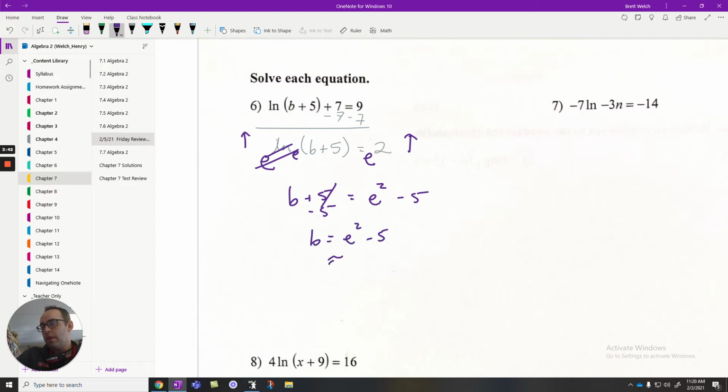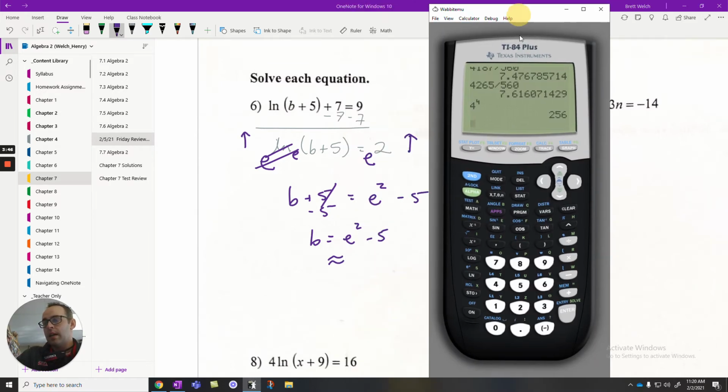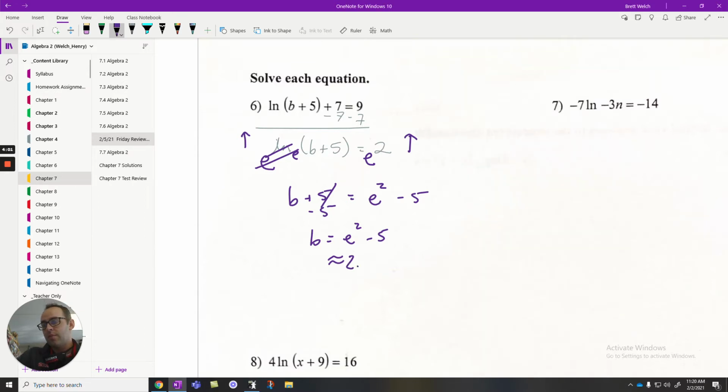But I'm totally content with using my calculator to turn that into a decimal, because at some point it doesn't matter too much. It depends on whether we're doing a problem where we want to have an exact answer or if a rounded decimal is appropriate. Here, 2.389. Either one of those two answers would be equivalent and sufficient.